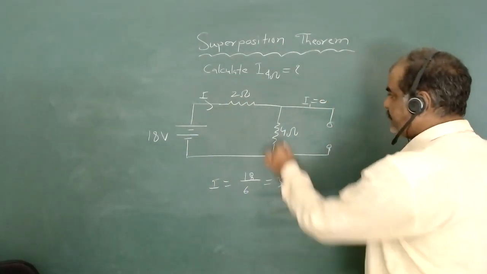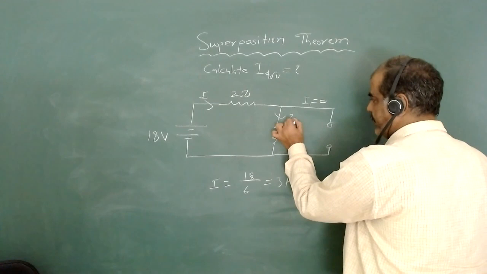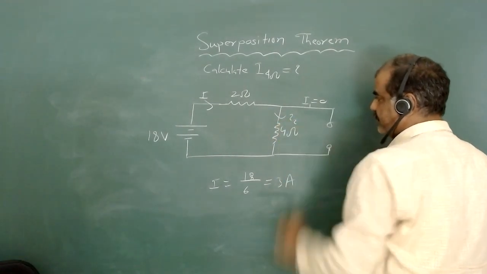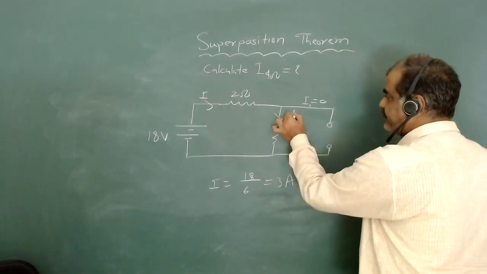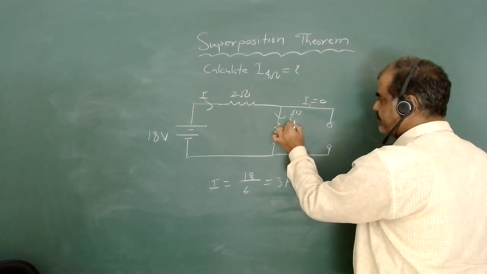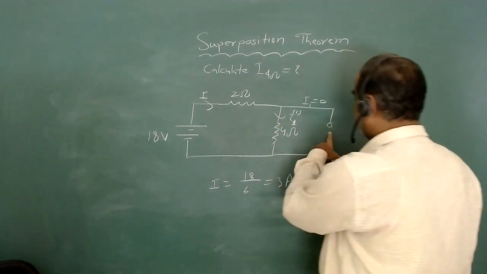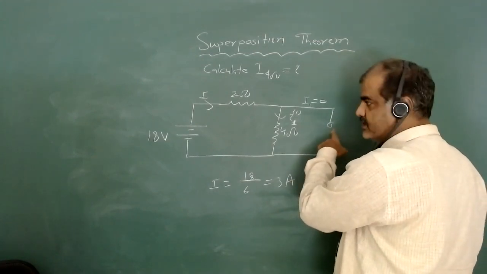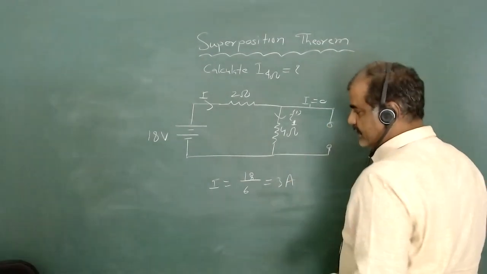I'll say this current is I1. This is case 1, which means when my current source is open. So this is case 1.